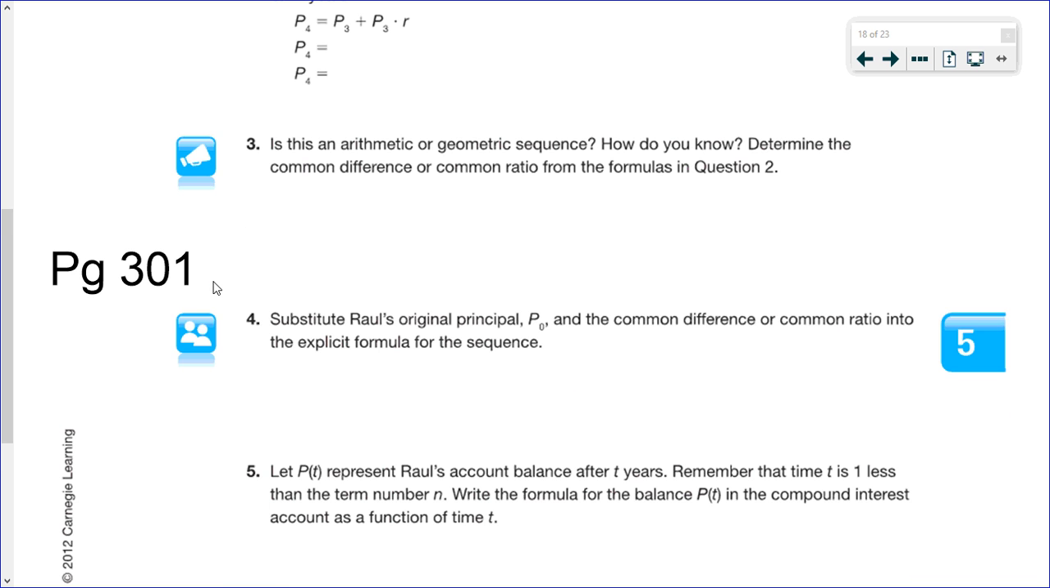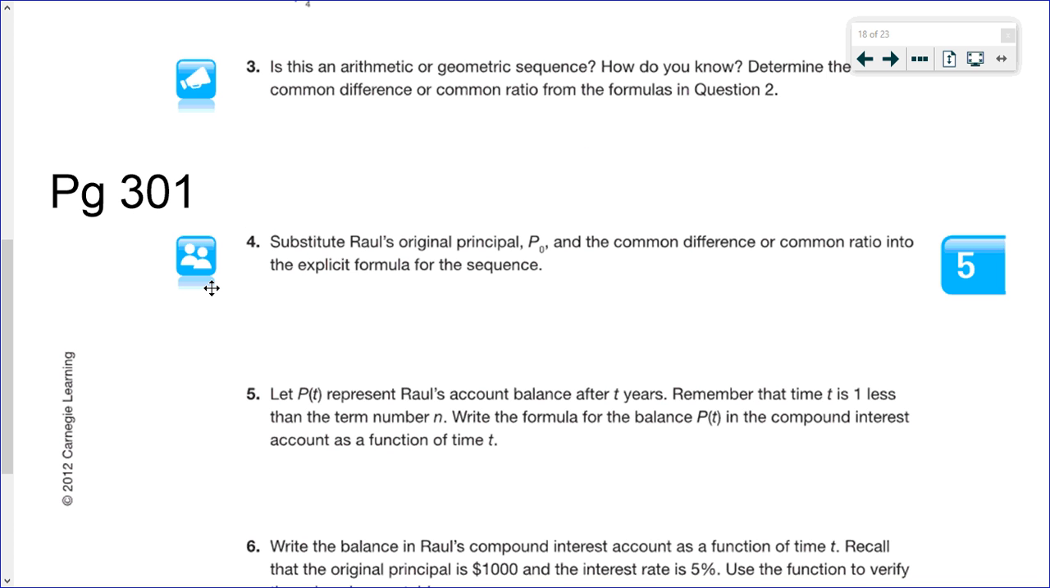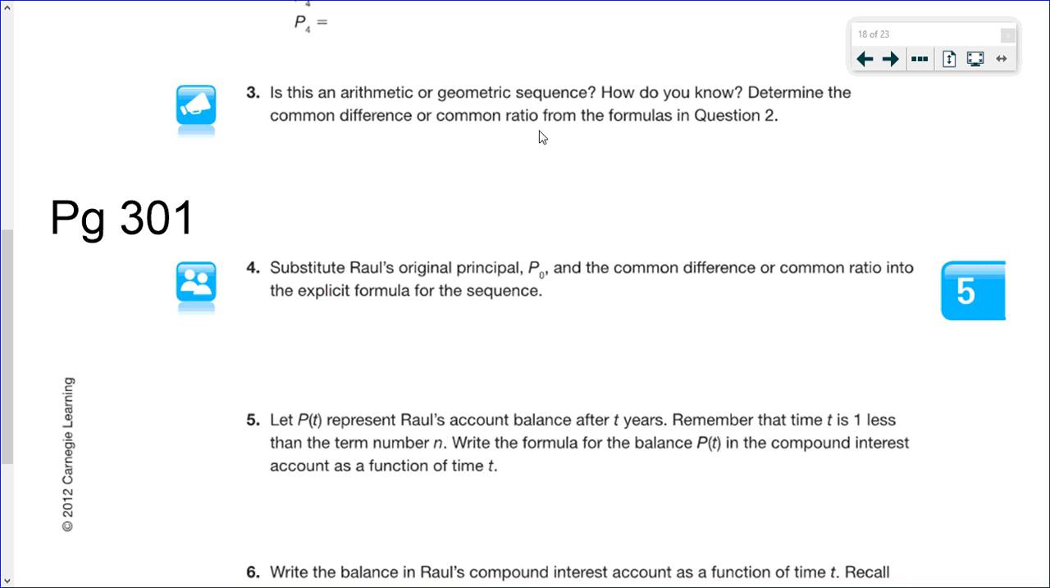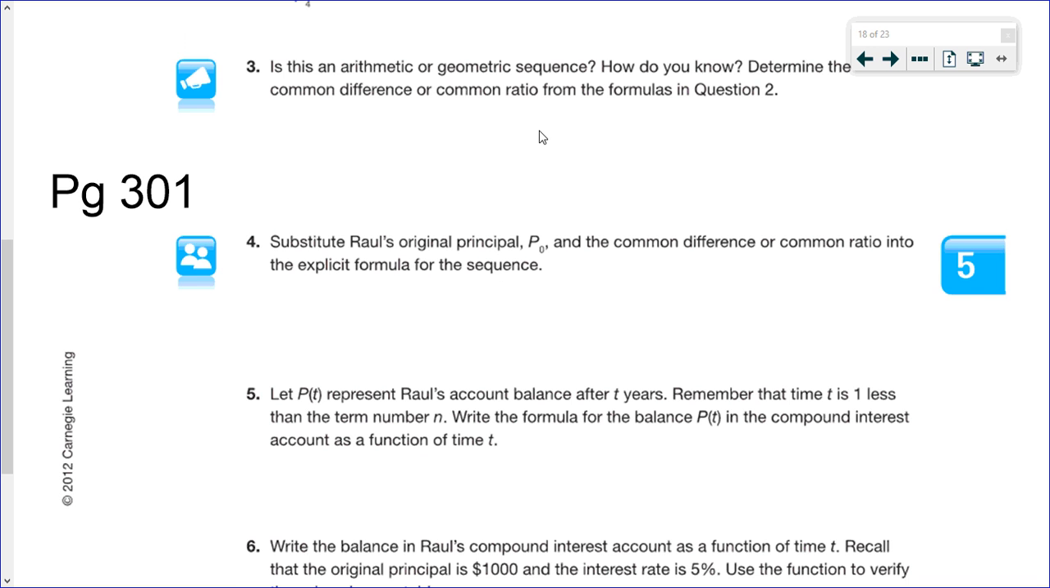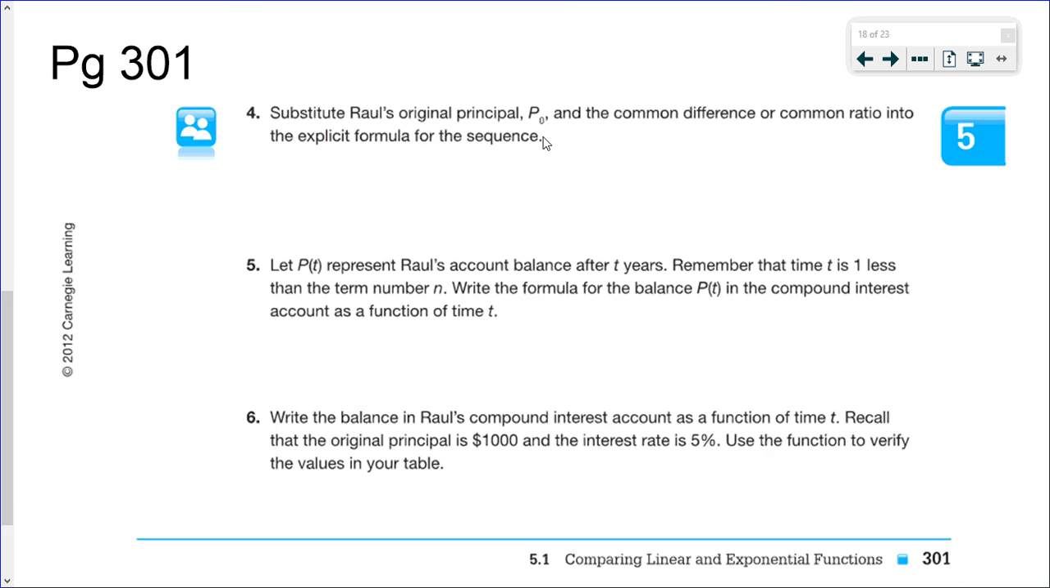Okay, so our first one that we did, problem one in class, was an arithmetic sequence. But this one now is going to be a geometric sequence, and the common ratio in this case is going to be the 5% each year. Okay, so now I'm going to go on to number 4.